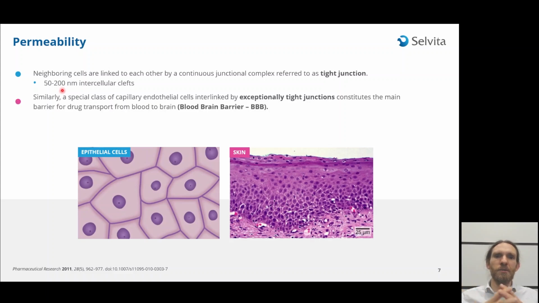In our body, there exists a very specialized type of epithelial cells which have exceptionally tight junctions, and they constitute the blood-brain barrier. Our body wants to protect the brain from exposure to any unwanted substances that may affect its function. So it is enveloped in a blood-brain barrier, a very tightly packed, impermeable barrier.